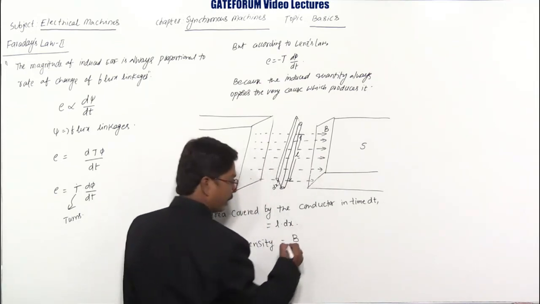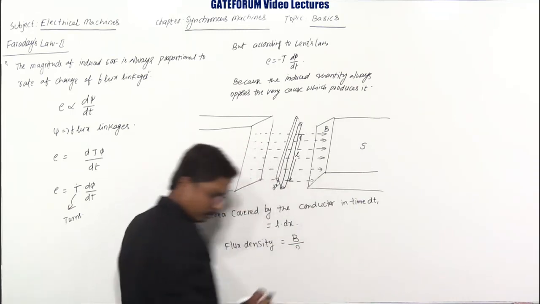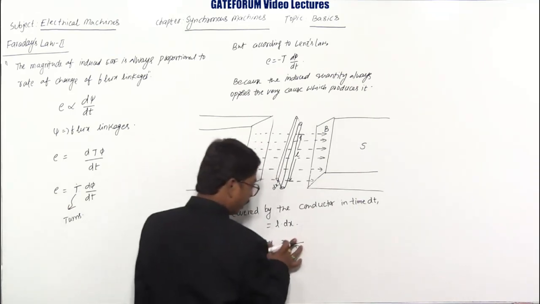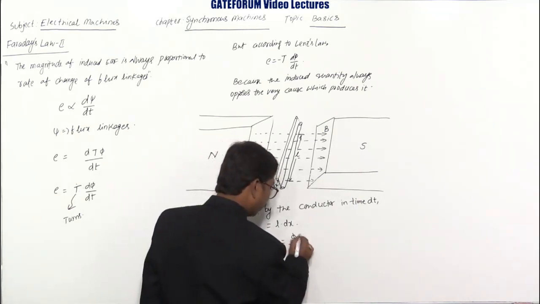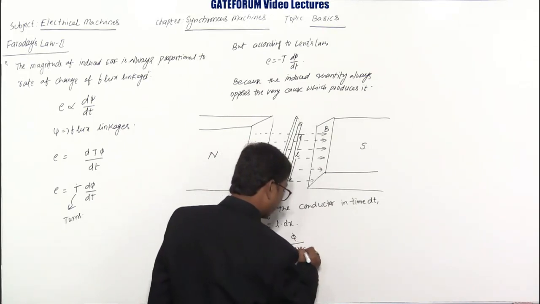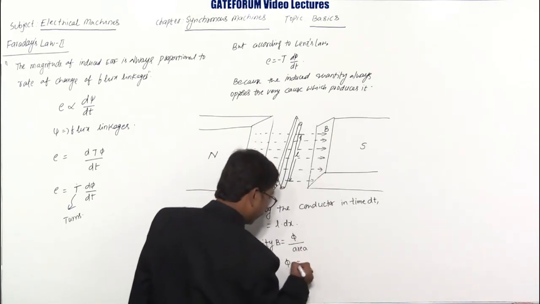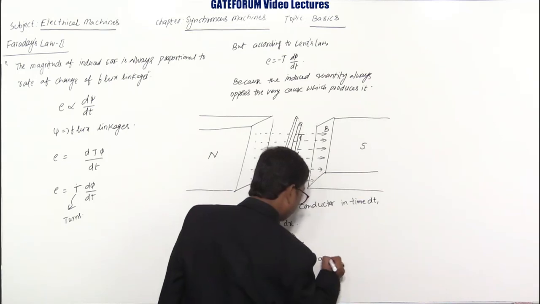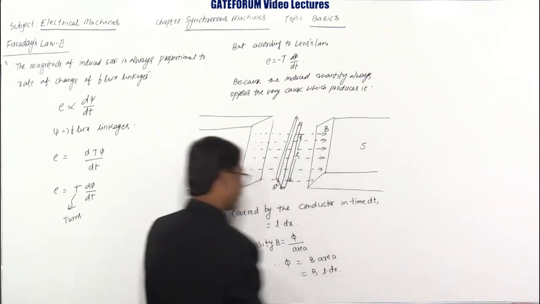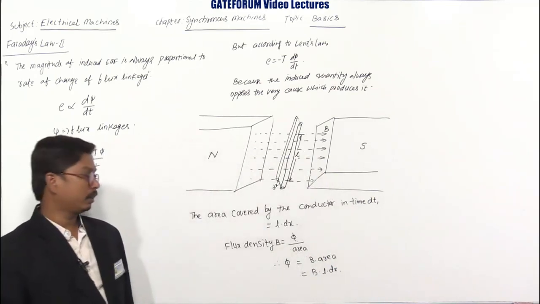Flux per area, not B by, it is phi by A. B is equivalent to phi by A. Therefore phi is equivalent to B into area, so that is B into L into dx.